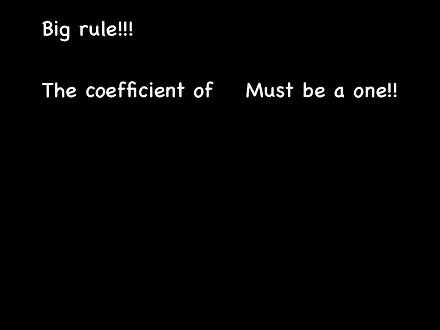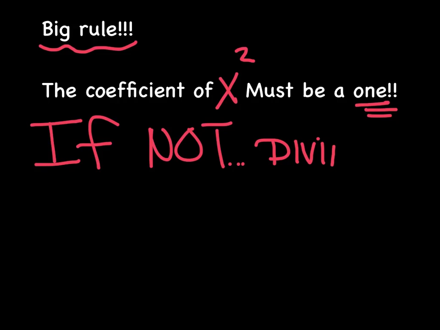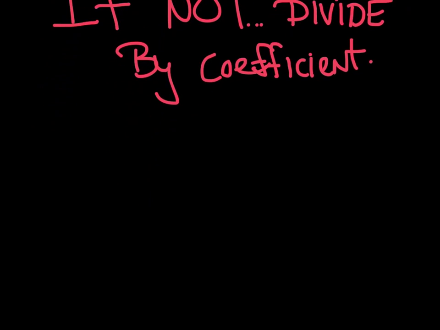All right, our next example has one big rule in here we have to keep straight, and that is the coefficient of the x squared term must be a 1. Okay, so what happens if it's not? Let's get that in our notebook. If not, divide by that coefficient. All right, and we'll walk through a nice easy example of that.